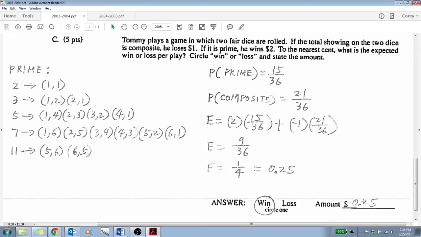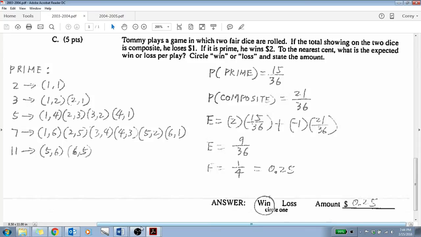What we just found is that if he were to roll the dice forever and ever, then over time the average winnings per roll would be 25 cents. And that is kind of what expected value means.